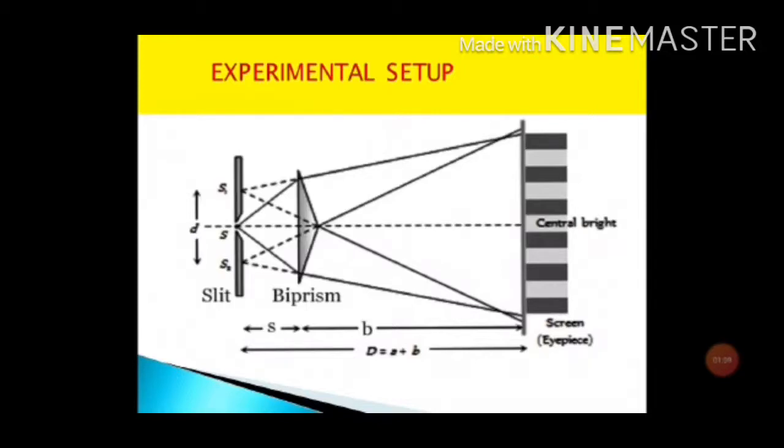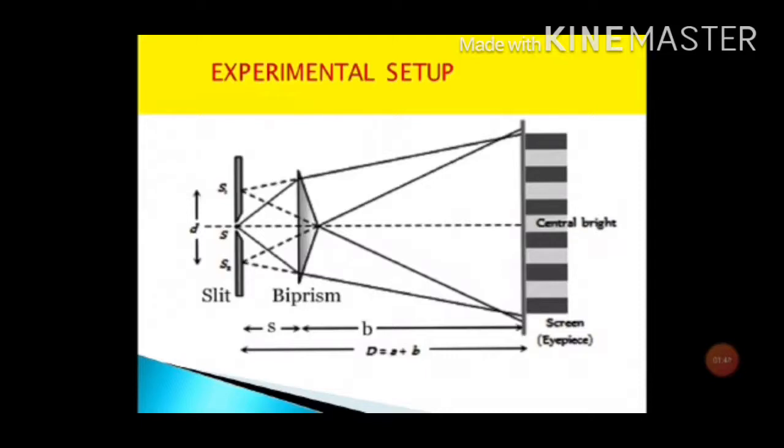As you can see on the screen, I have used an original source S, which is a monochromatic source of light. When the light from this source falls on the upper face of the biprism, it appears to come from the source S1, which is a virtual source. And when it falls on the lower face of the biprism, it appears to come from the source S2 due to refraction. So we have produced two virtual sources, S1 and S2, and they will behave as coherent sources.